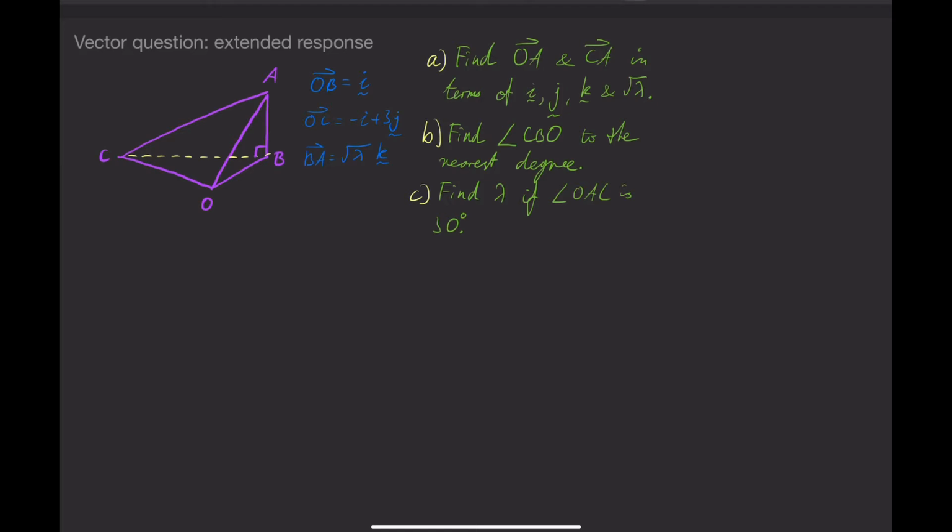So we're going to go through a vector question. This one is extended response. It has three parts, and these three parts are about this information. For our first part, we need to find the vector OA and the vector CA in terms of the unit vectors and this root lambda. So we have a tetrahedron, and we know that OB is equal to the unit vector i, OC is equal to negative i plus 3j, and we know that BA is equal to root lambda k.